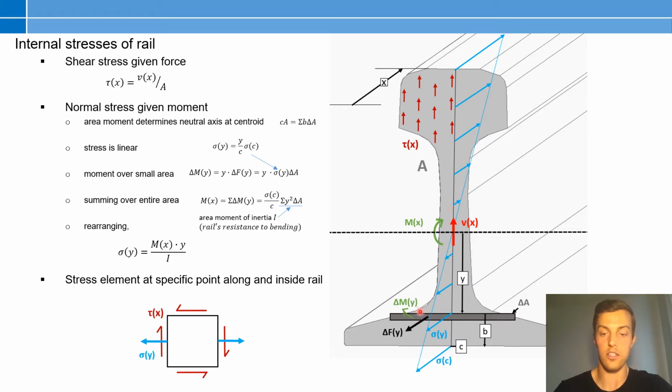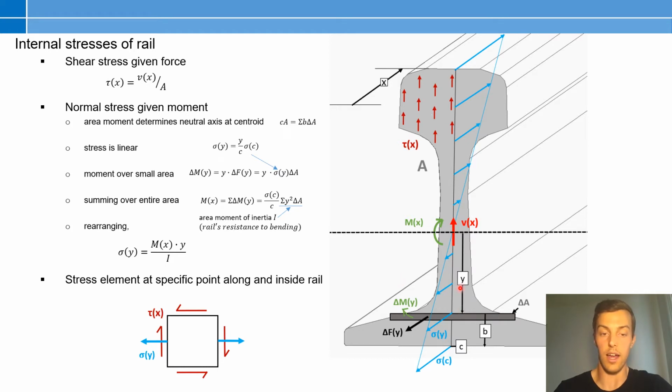And adding up all these small moments sweeping across the entire area of the section will give us the total moment at that section. And putting this all together, we can conclude that the normal stress at any vertical point in this section is proportional to the entire moment and the distance from the neutral axis divided by the area moment of inertia, or the member's resistance to bending.